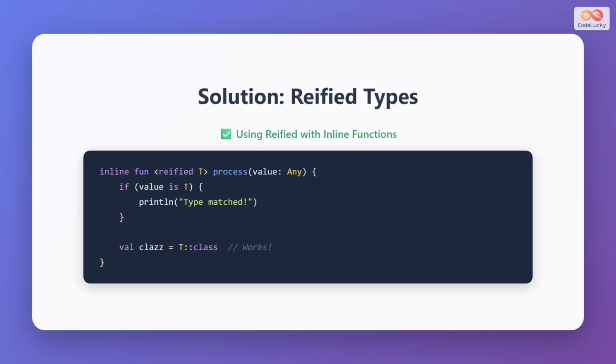Fortunately, Kotlin provides a solution: reified type parameters. By marking a function as inline and using the reified keyword on the type parameter, we can preserve type information. Now the is check works perfectly, and we can even access T::class at runtime. The inline keyword is crucial here. It allows the compiler to substitute the actual type at the call site.